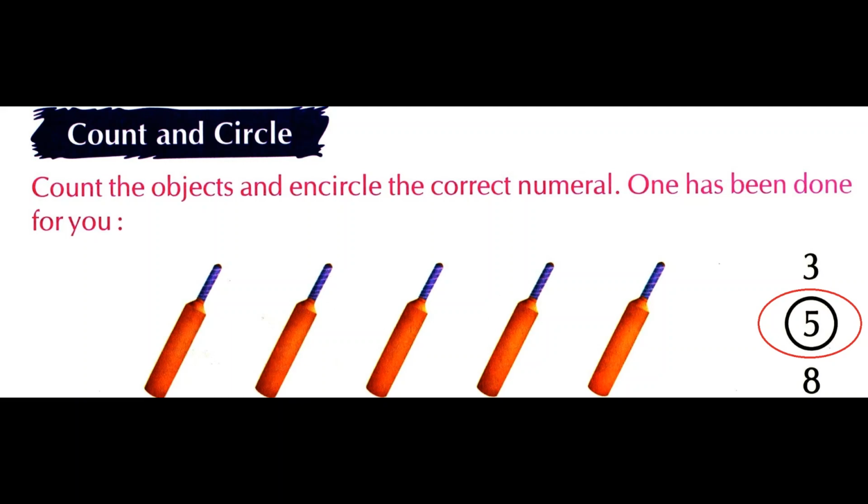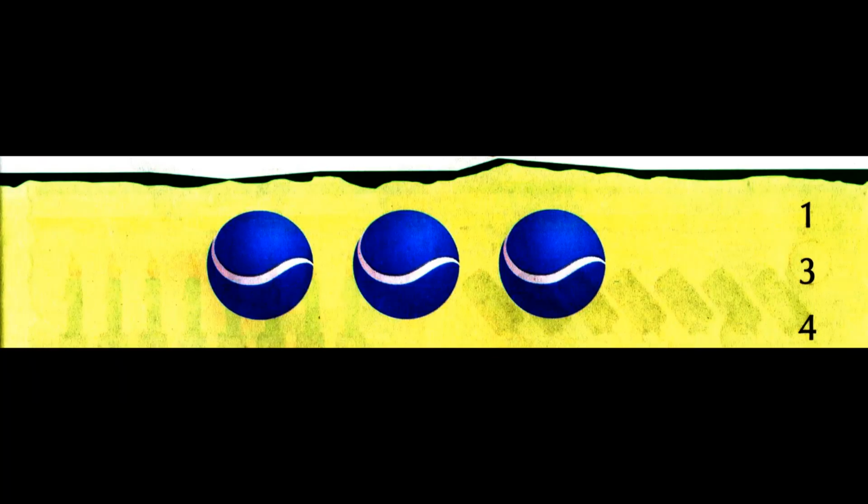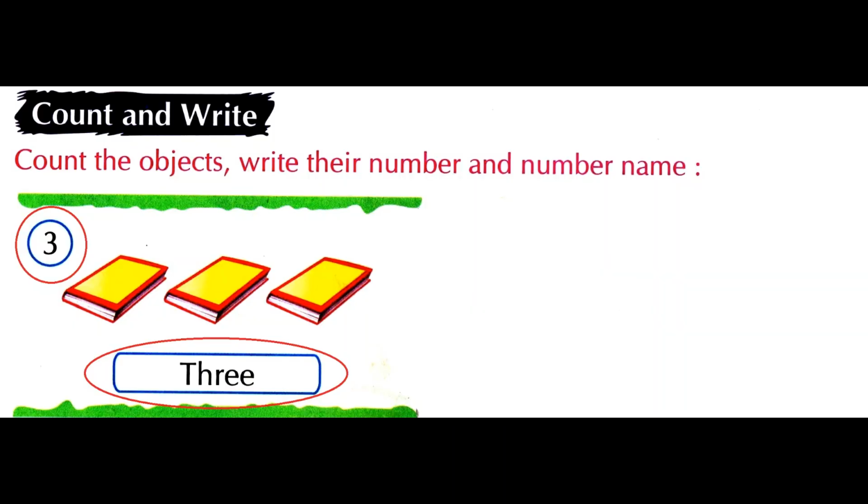Like that you have to count the objects in the other pictures and encircle the correct number. After that, there are some more pictures and you have to count and write the number and the number name. The first one is done for you. There are 3 books. The counting is 1, 2 and 3, and you have written the number 3, THREE, 3. And you have to continue with the other objects.